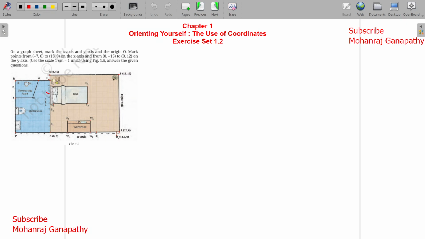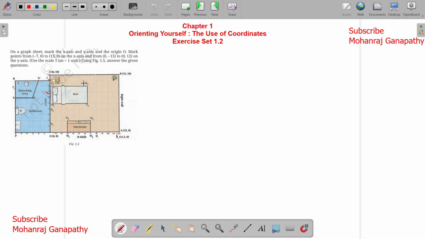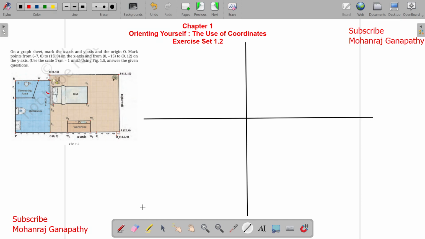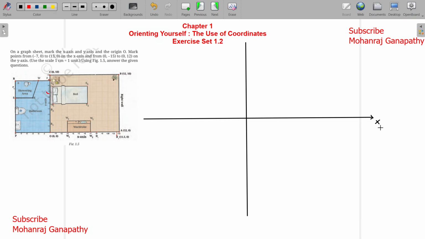So first, on a graph sheet, mark the x and y axis and origin O. Mark points. First we need to plot x, y, x dash, y dash, and origin. We have plotted the axes. The horizontal line is called the x-axis and the vertical line is called the y-axis.